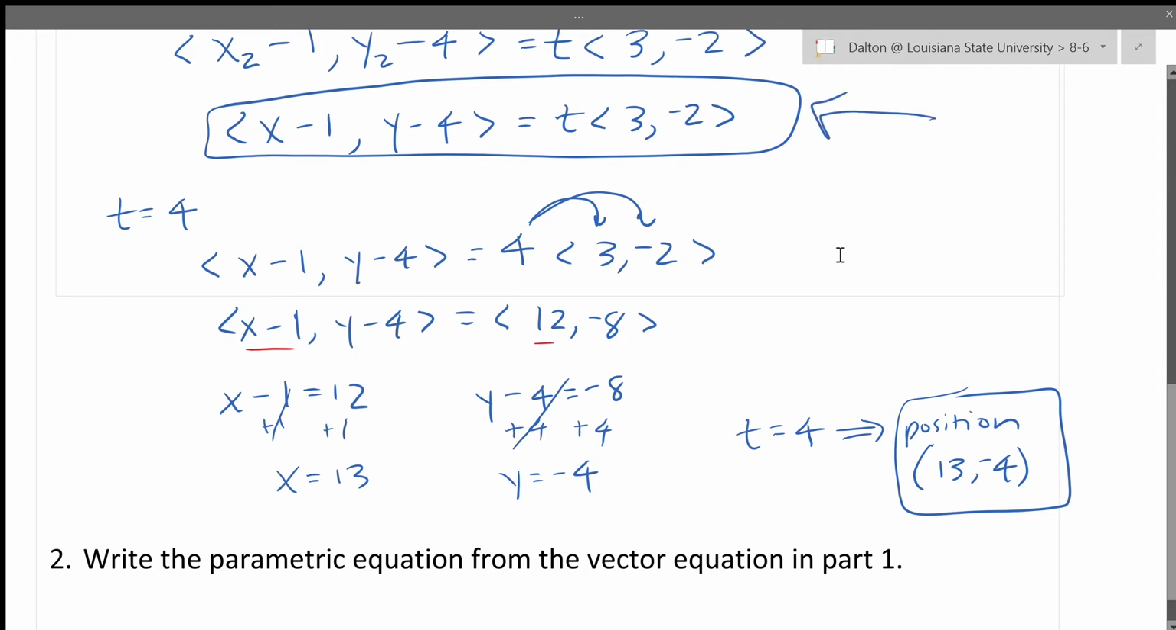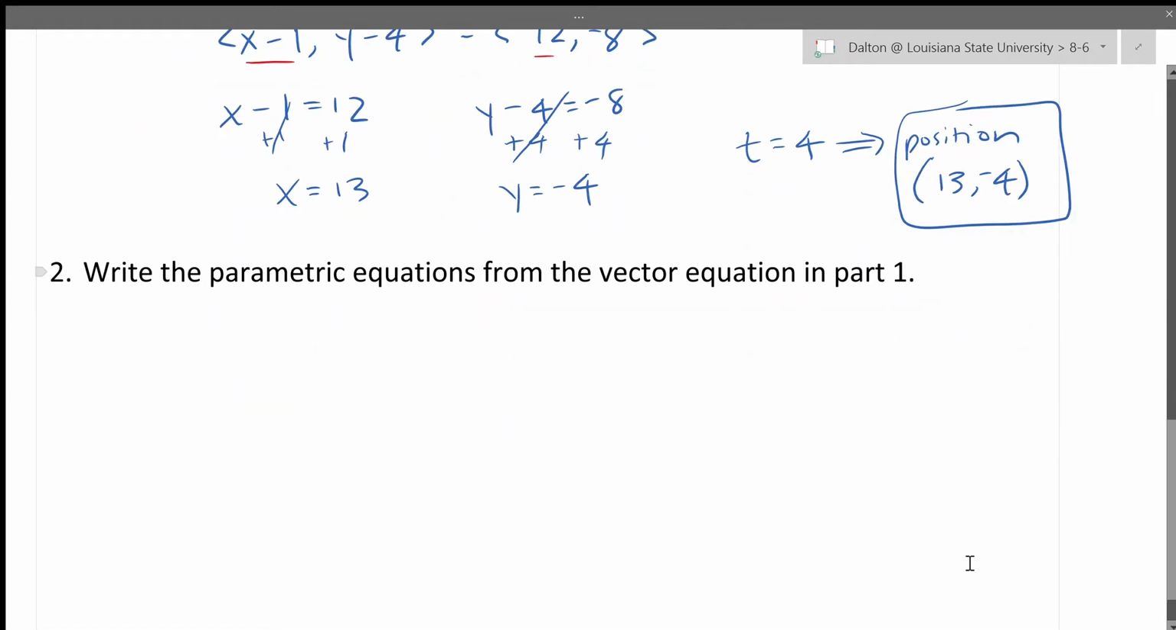So here's what a parametric equation is. Or actually, I should say write the parametric equations because there are two. Basically, it keeps t, since t is your parameter, okay? It wants us to write two separate equations that solve just for x and y, kind of like we did up here. So the equation that we were using was x minus 1, y minus 4 equals t times 3, negative 2. So this was the vector equation.